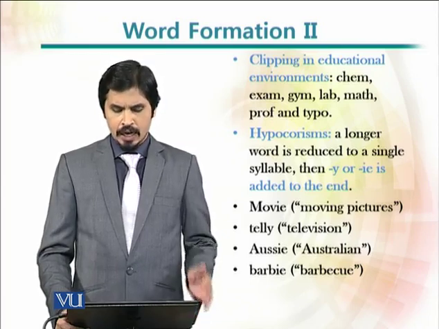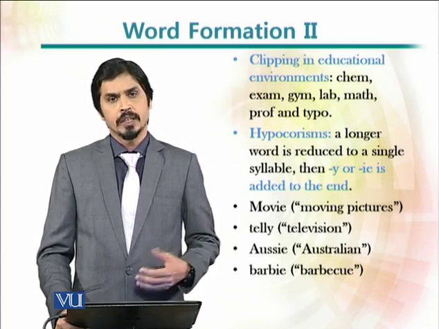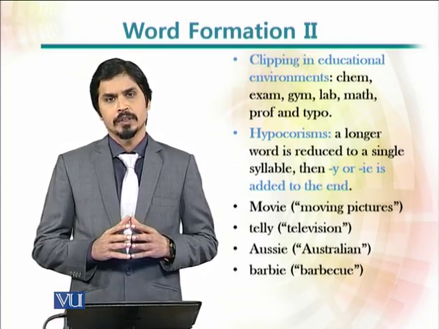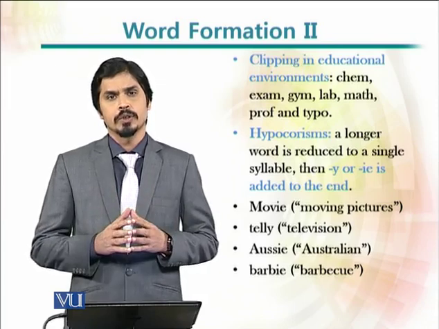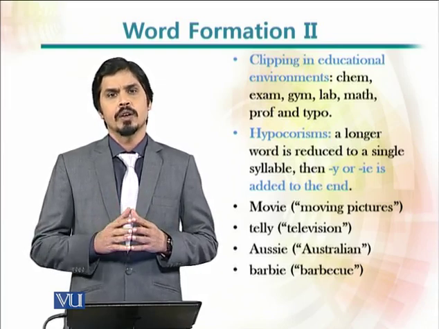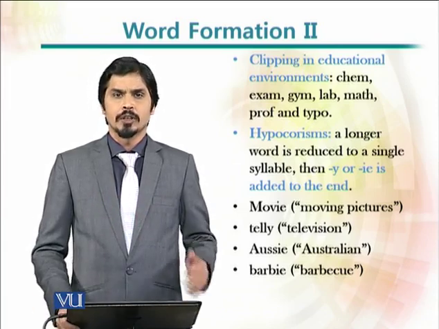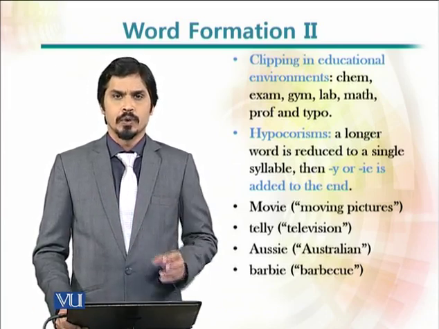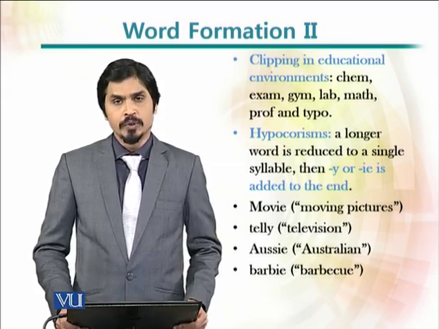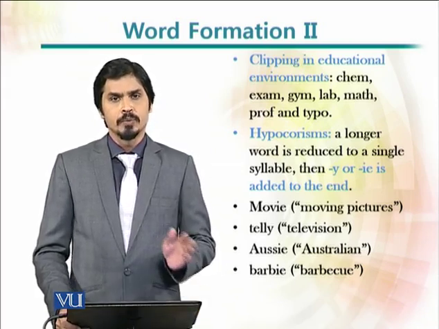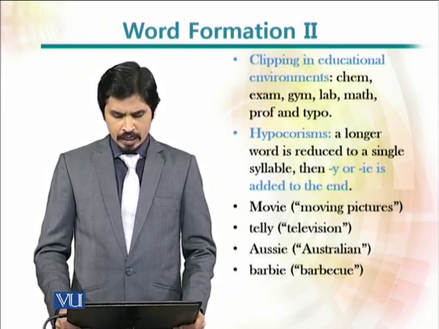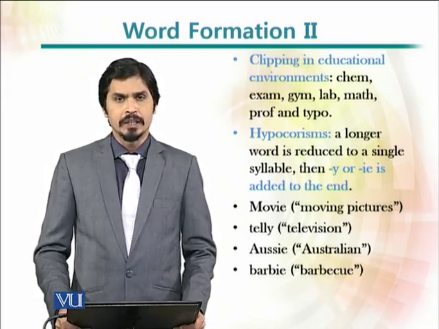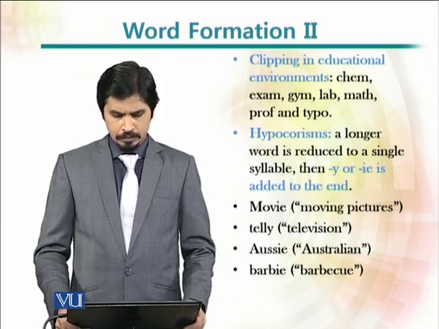We also have hypocorisms, which consist of changing a word into a shorter form, or a phrase into a shorter form, and then adding y or ie at the end of it in order to make it a single word. For example, we have the word movie emerging from moving pictures, then we have telly from television, and we have Aussie from Australian, and Barbie from barbecue.